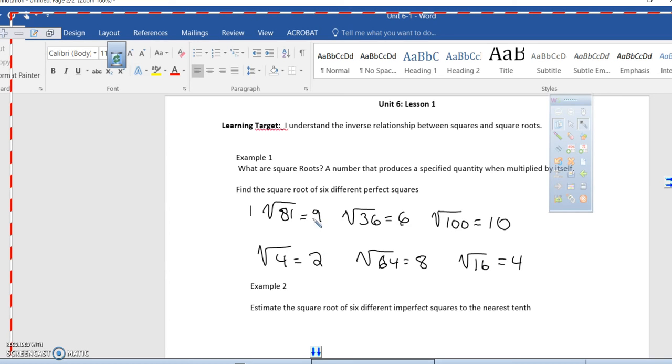We can also make these plus or minus because we know that a negative times a negative is a positive. So these are plus or minus, because negative 8 times negative 8 is also 64.